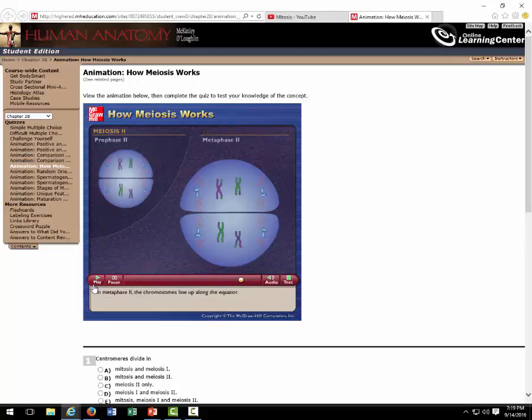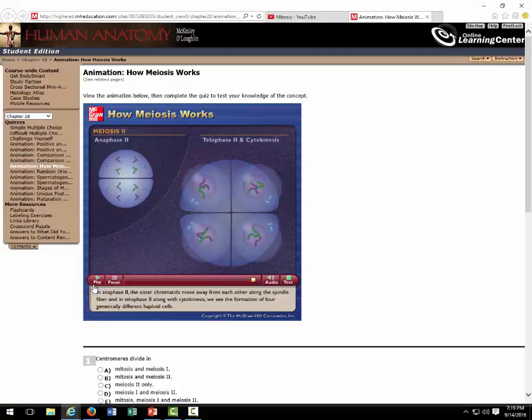In metaphase 2, the chromosomes line up along the equator. This is different from metaphase 1, where the homologous chromosomes were lined up. In metaphase 2, each cell has only one of each homologous chromosome. In anaphase 2, the sister chromatids move away from each other along the spindle fiber. And in telophase 2, along with cytokinesis, we see the formation of 4 genetically different haploid cells.